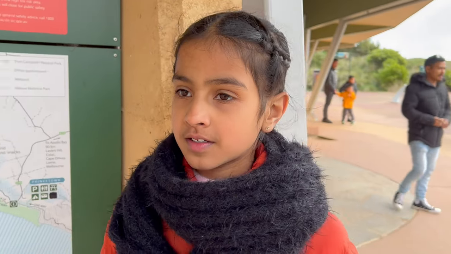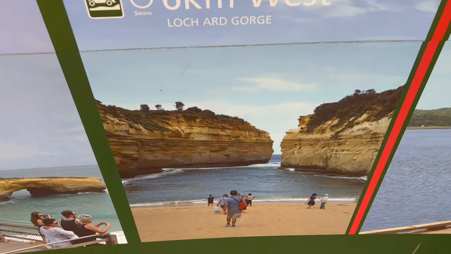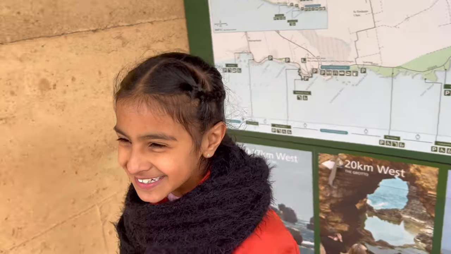Reet, where are we going now? So, I'm not sure, but my dad knows. We're going to Lord and George. I do know, actually. I'm such a good liar.